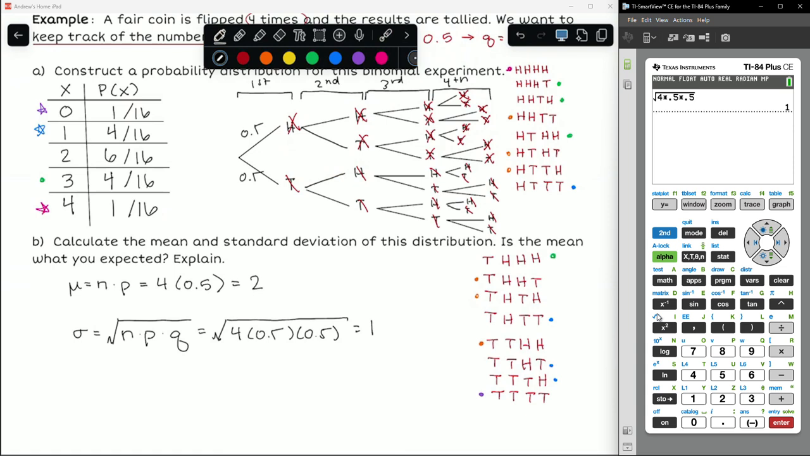So I'm going to double check that I did it right. These should add to 1. So I have 1 plus 4 is 5, plus 6 is 11, 15, 16. So 16 sixteenths is 1, that checks out.